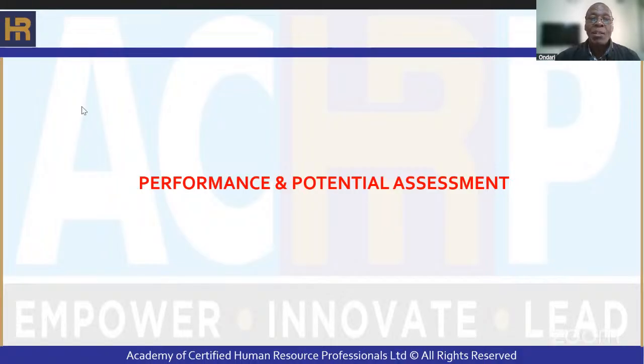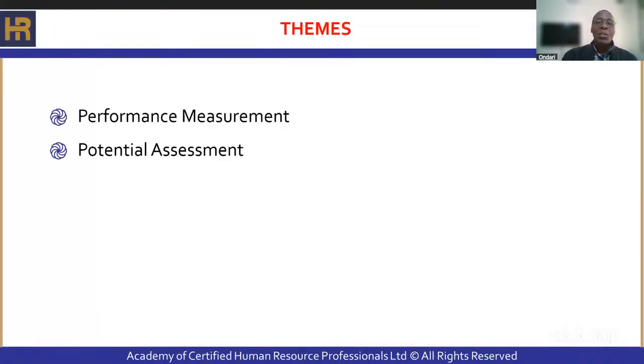Having said that, I want us to move to the next slide, which is the areas or the scope of our coverage today. We are going to look at two main components related to performance and potential assessment. Number one is performance measurement. I believe this is not new to any of us because we have been conducting performance appraisals and management for a long time.